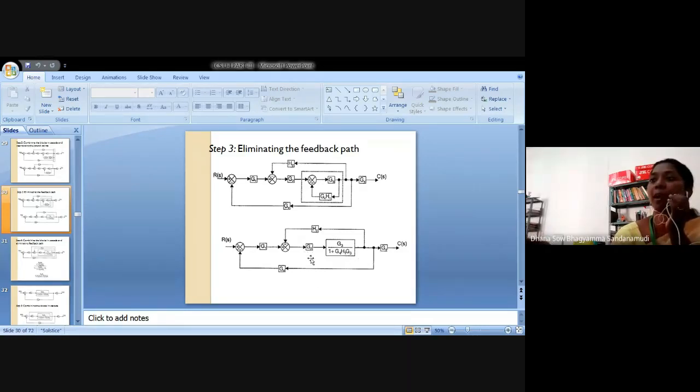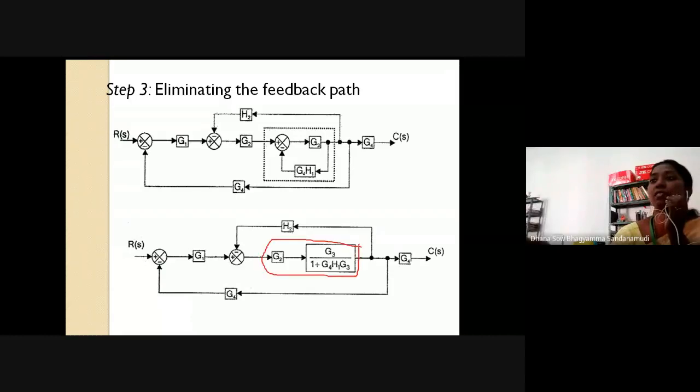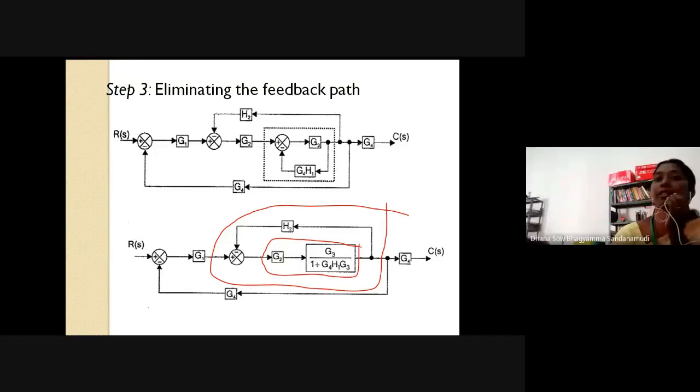Step number 4 will be combining the cascade blocks. These 2 blocks are in cascade. You can combine them. Also, this is the forward path gain and there is a feedback: one element is leaving the sum point, another element is entering the sum point. H2 is the feedback for this forward path gain. So you can combine these two cascade elements and eliminate the feedback path. You can do two operations. Let me see what I have done in step number 4: combining the cascade blocks and eliminating the feedback path.